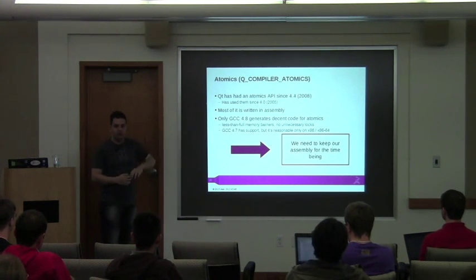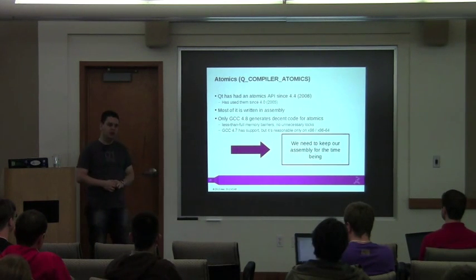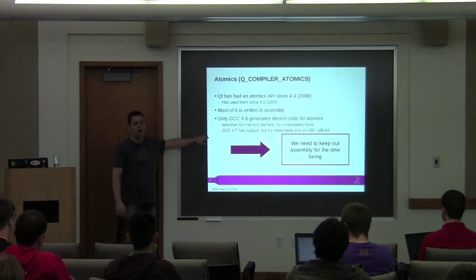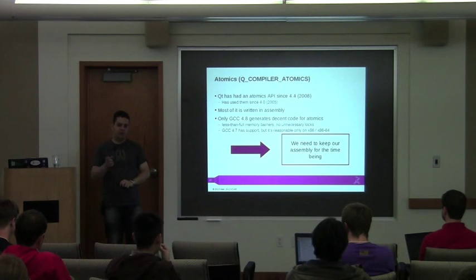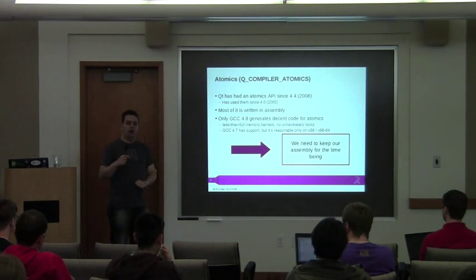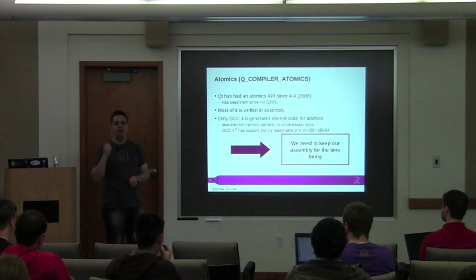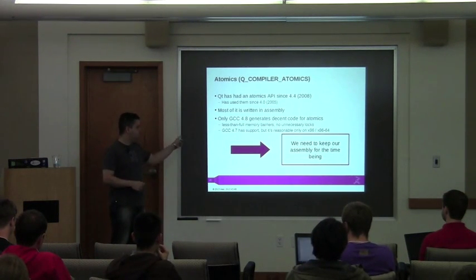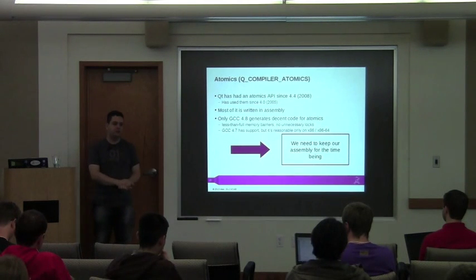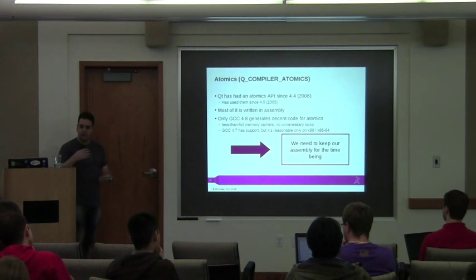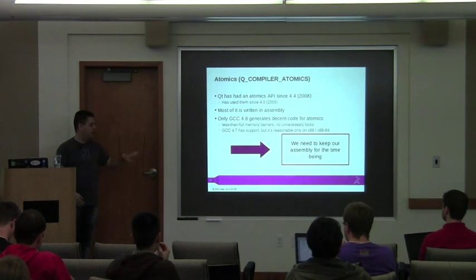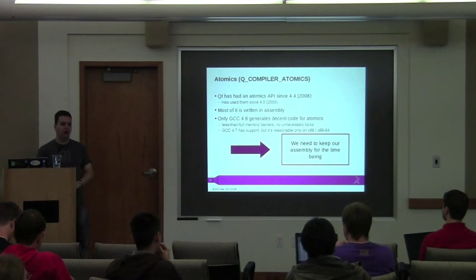GCC added support in 4.6, but it was using its old intrinsics. That means it used full barriers everywhere. There were no relaxed. 4.7 added support for the new intrinsics, that's good, but only on x86. If you try to use, for example, anything on ARM, it would do a lock instead of doing what its old intrinsics did. So GCC 4.8 is the first one that has good support. I'm investigating now how to do the switch. Right now, if you use 5.1 in current compilers, it's going to use our old assembly code.